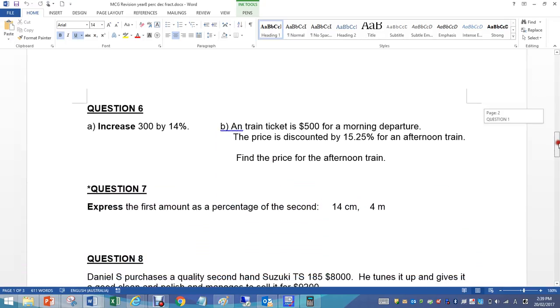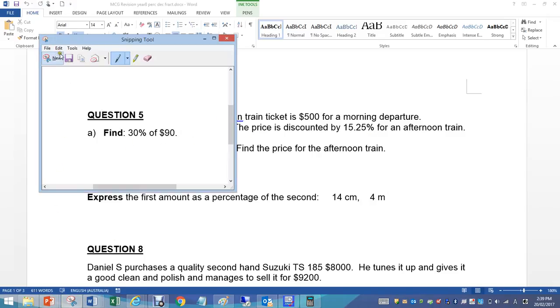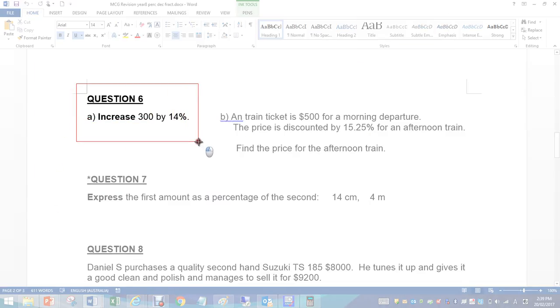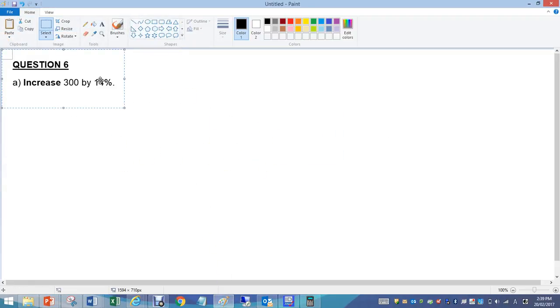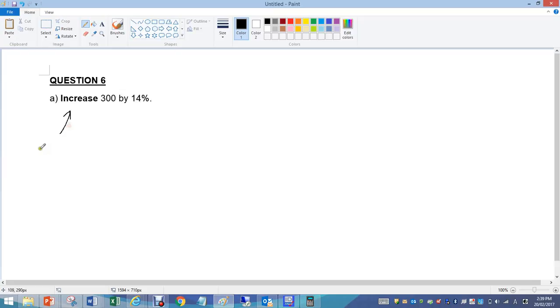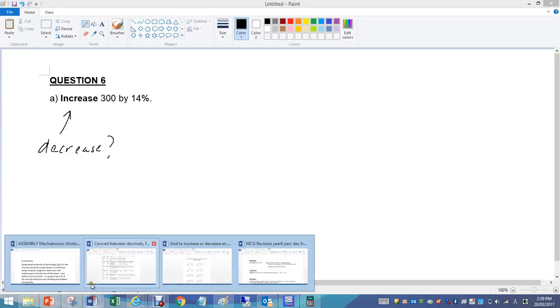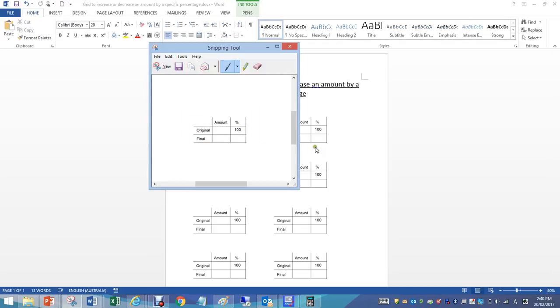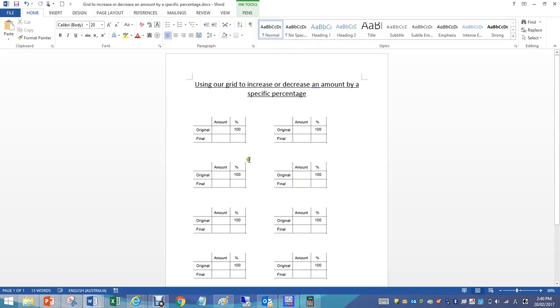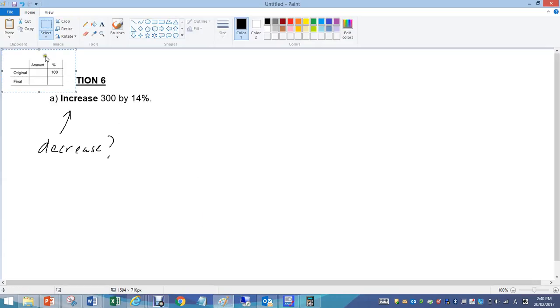Let's try 6 part A. We have to increase 300 by 14%. Now, whenever we increase or decrease, we need to use a special grid. So over here, we'll take one of these. There are lots of copies of it to use for lots of questions. So I'll take a copy and make it a bit bigger.